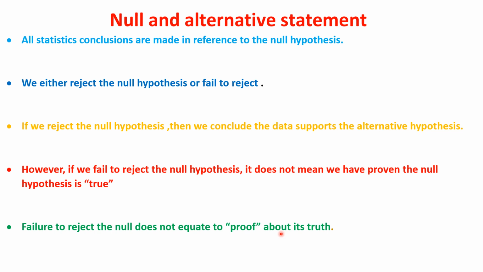There will always be type 1 and type 2 error, even if you reject or accept the null hypothesis. So it does not mean that there is no error. So there will always be type 1 and type 2 error. So what is that? Let us see in the next slide.